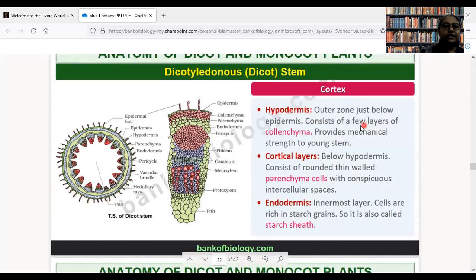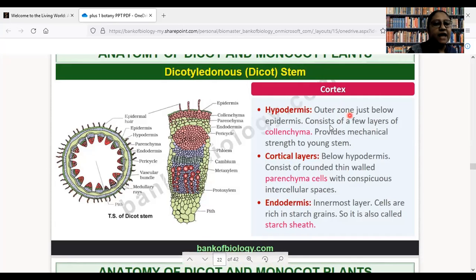Hypodermis is called hypo because it is present just below epidermis. It is actually responsible for providing mechanical strength to the young stem. When the stem grows and there is formation of woody structure that we are going to study in secondary growth, hypodermis does not exist. क्योंकि सब कुछ अंदर से ग्रो होके क्रश होके then there will be formation of non living structure called bark जो हम देखते हैं थर्ड जो होता है प्लांट.